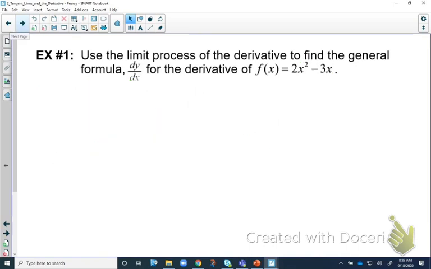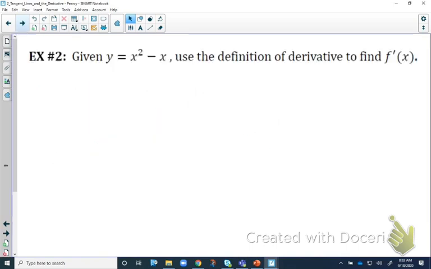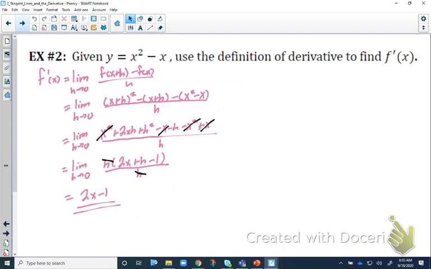So here on this next example, it's asking you to do the same thing. Use the definition of the derivative to find f prime of x. So here I'm going to pause. I want you guys to pause the video and do example 2 on your own and see what you come up with. And here in a second, I'll put my answer up on the screen so you can see what I have. So pause the video, work it out, and then hit play again.